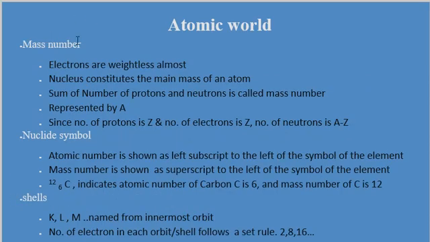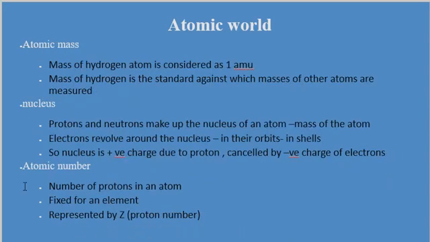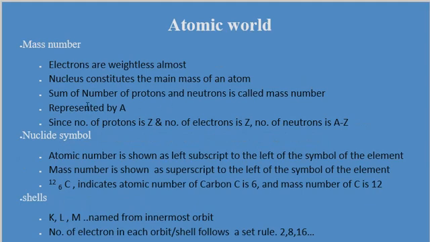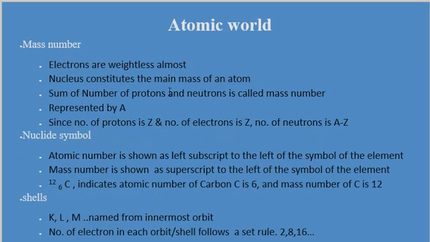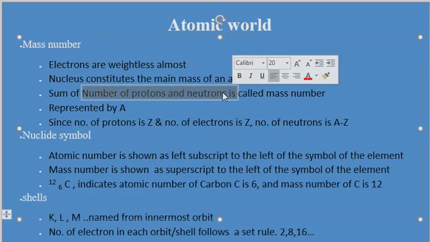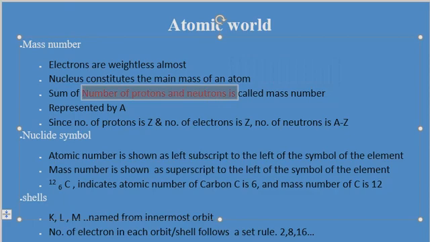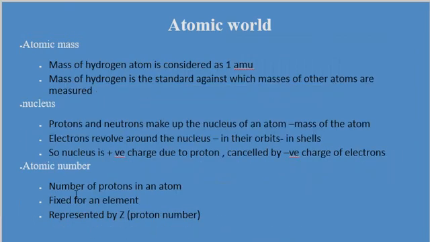What is mass number? Since electrons are almost weightless, the nucleus constitutes the mass of the atom. What is the nucleus? Proton plus neutron. Proton number is Z, the atomic number. Mass number is A. The number of protons plus neutrons is called mass number. The number of protons is the atomic number, fixed for an element. The number of protons plus neutrons is called mass number. It is again fixed for an element.